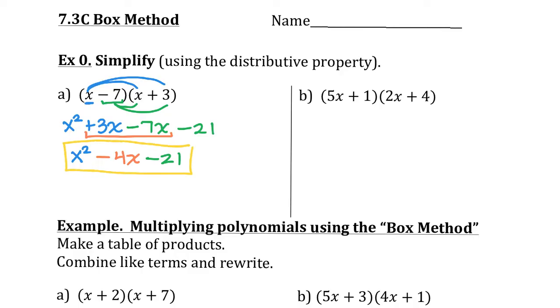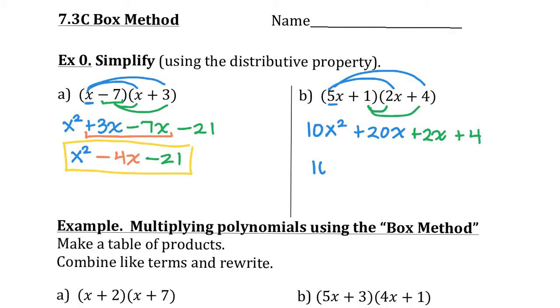We're going to go ahead and do the next one just for practice. Distribute the 5x. So 5x times 2x is 5 times 2 is 10, x times x is x squared. 5x times 4 is 20x. And then positive 1 times 2x is positive 2x. And positive 1 times 4 is positive 4.